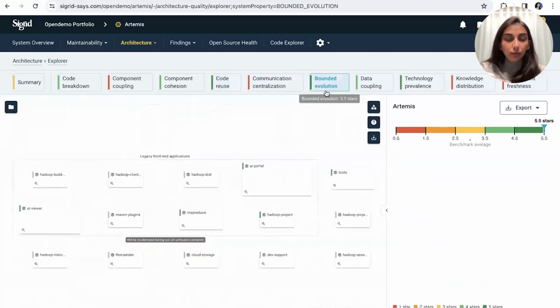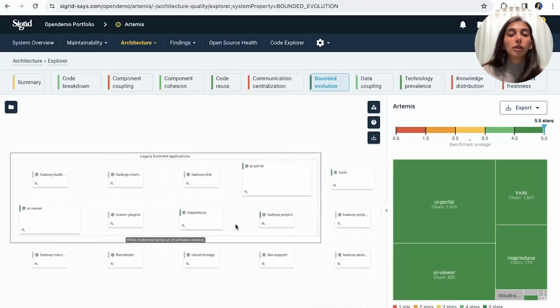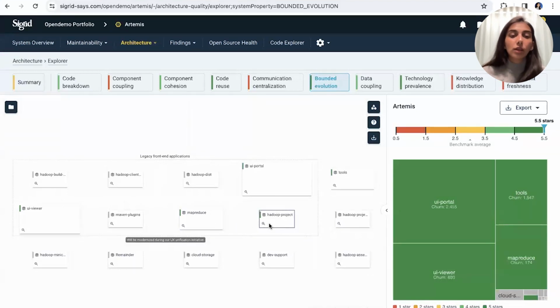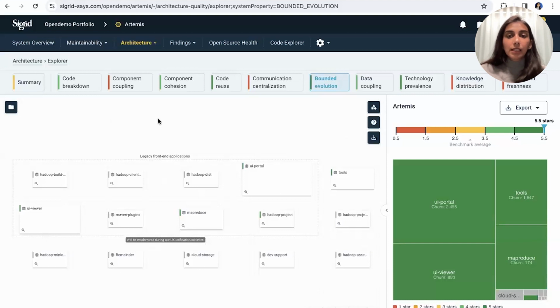Similarly, if you go to bounded evolution, for this case there is no line because this screen is clear, which means in the commit history there were no implicit dependencies. But for example, if there was always a change made in the Hadoop project and simultaneously there was a change often made in MapReduce, so if these two components are always changed together, then you will see an implicit dependency in this tab. This is basically the gist of it.